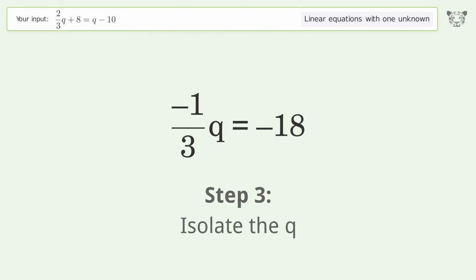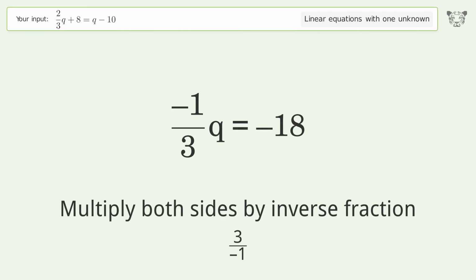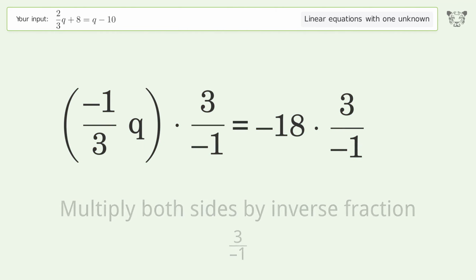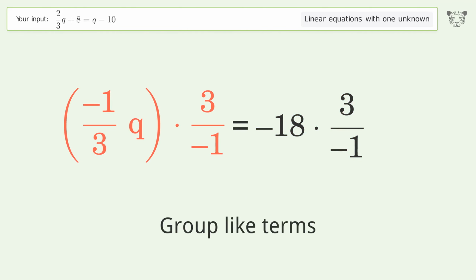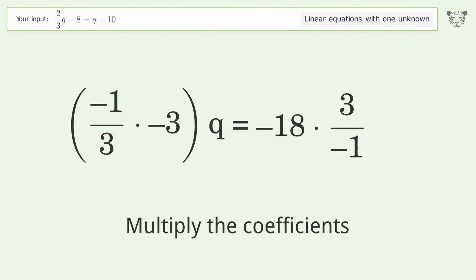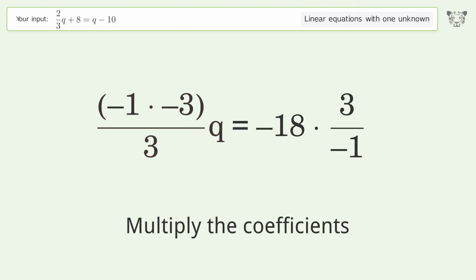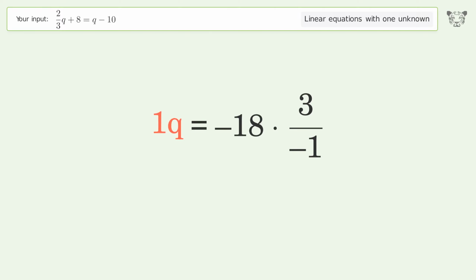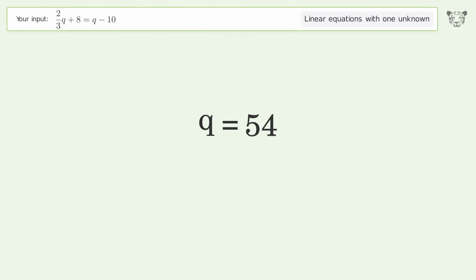Isolate the q. Multiply both sides by inverse fraction 3 over -1. Group like terms. Multiply the coefficients. Simplify the arithmetic. And so the final result is q equals 54.